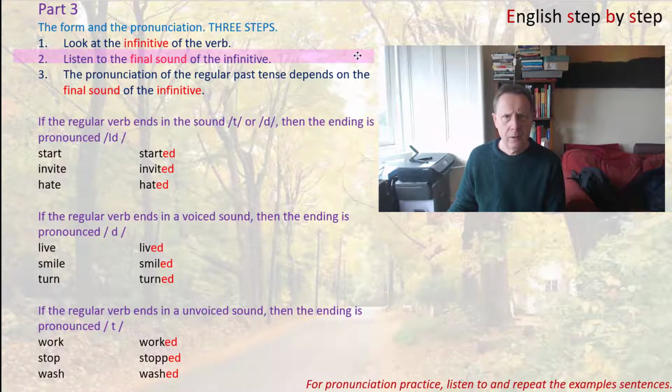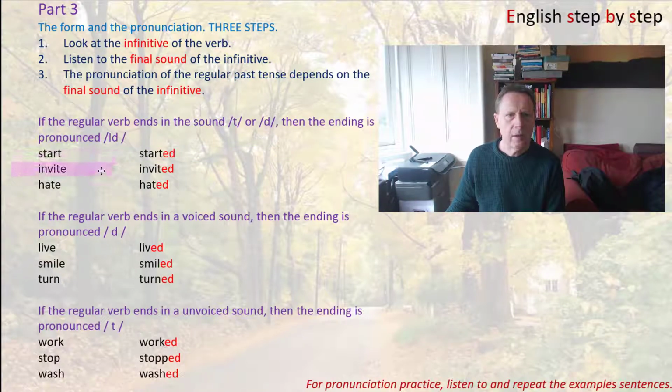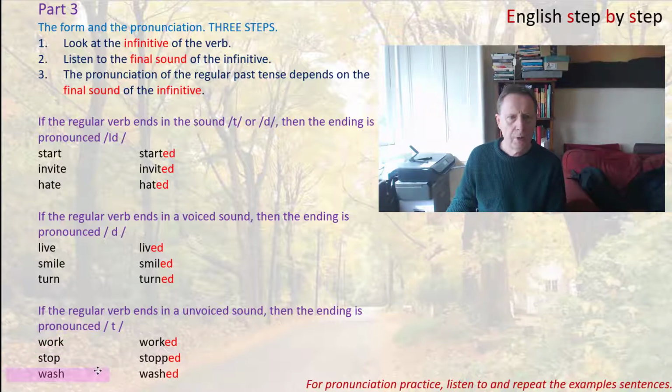So, first you look at the infinitive of the verb, and then you look at the final sound of the infinitive. Well, for example here, start, the final sound is t. Invite, the final sound is t. Hate, again, t. Now here the final sound of live is v. Here the final sound is l. Here the final sound is n. And here the final sound is k, p, sh.